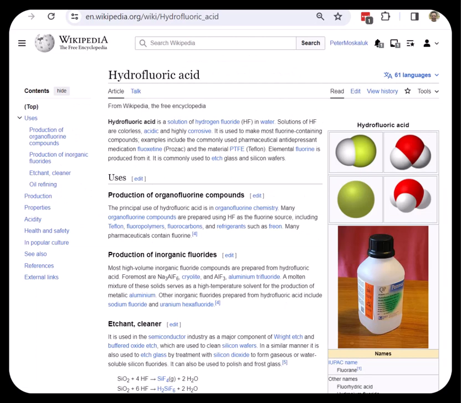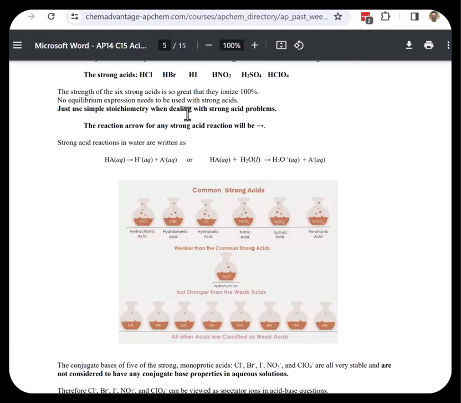Let me just go to our Chem Advantage site and our summary. And the strong acids are HCl, HBr, the halogens, but HF isn't in here. HF is a weak acid. It's a little bit difficult to explain why, but it is a weak acid. It's got some very strong bonds to its H, so it won't release them.